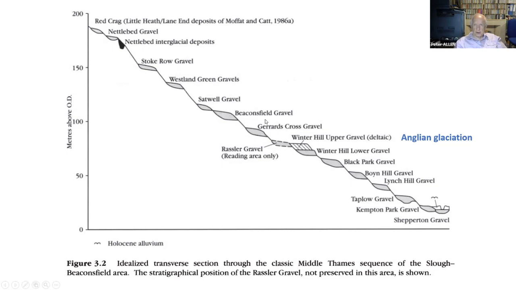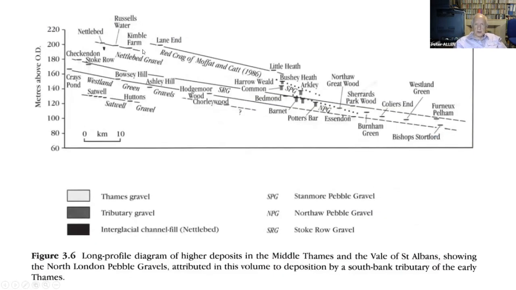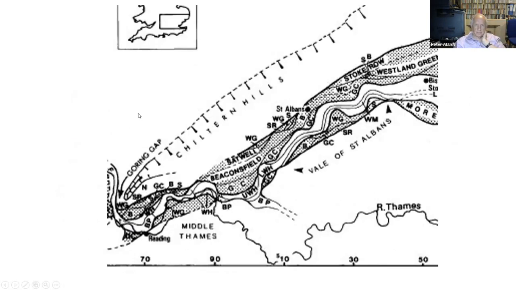And I'm just going to concentrate on this bit now to begin with. So just to show that in another way, there's the Nettlebed gravel, possibly two or three linkages, but we can't really take it way down. But then we have Stoke Road gravel, Westland Green gravel, Satwell, and so on. So these gravels were laid down in a meaningful way, but at lower altitudes in pulses, as it were.